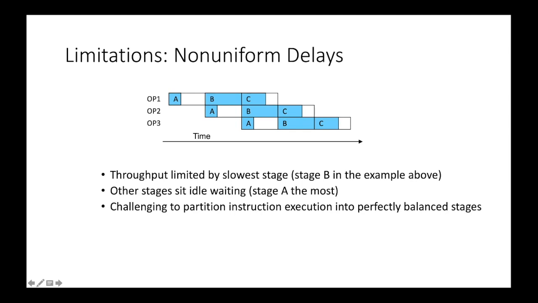In practice, perfect instruction pipelining is challenging because each stage may take different times. In the example here, stage B takes the longest time and stage A takes the shortest time. To implement instruction pipelining in hardware, all stages must have the same duration. So stage B determines the duration of pipeline stages. Therefore, there are idle times in stage A and stage C. It's challenging or impossible to partition instruction execution into perfectly balanced stages.